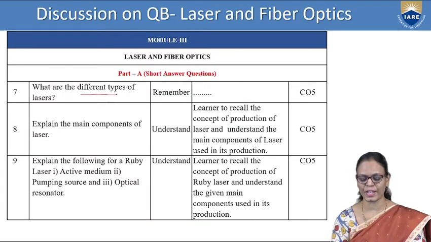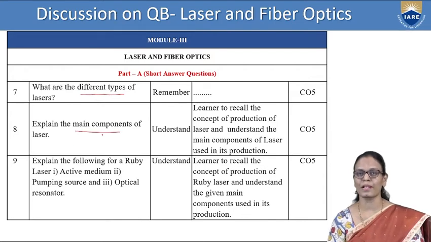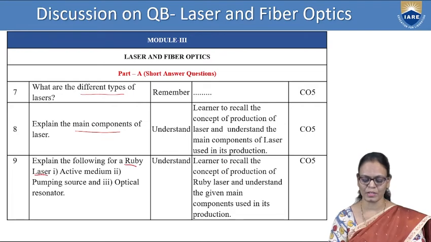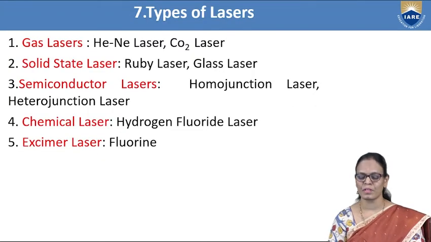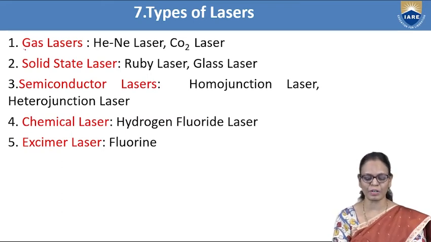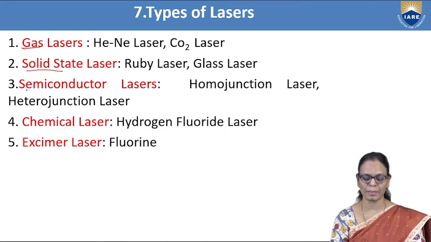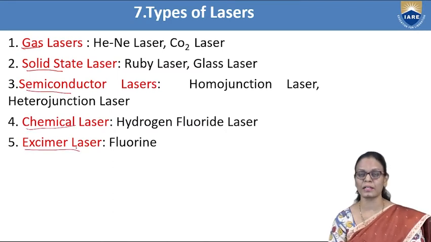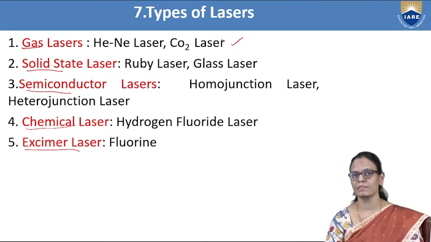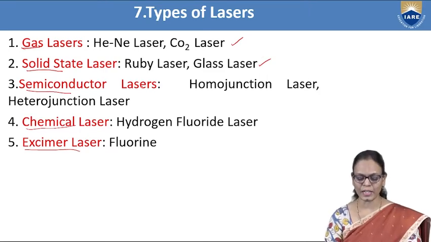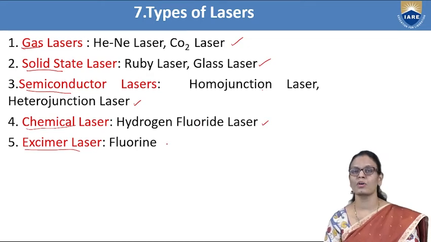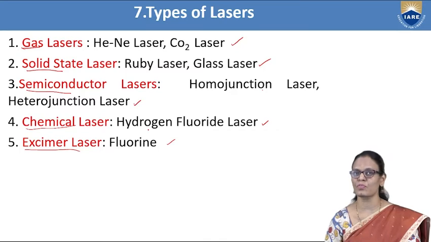Next, what are the different types of laser? Next is what are the main components of laser, and then we'll discuss about ruby laser. So first to see the different types of laser. In types, the broad classification will be gas lasers, solid state laser, semiconductor laser, chemical laser and excimer laser. For examples, for gas laser, we have helium neon laser and CO2 laser. In solid state, we have ruby laser and glass laser. In semiconductor lasers, we have homojunction laser and heterojunction laser. In chemical laser, we have hydrogen fluoride laser, and for excimer laser, fluorine laser. So these are the different types of laser we come across.